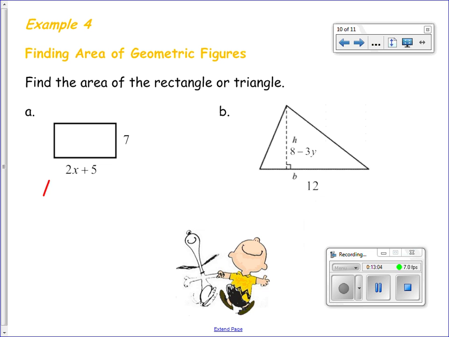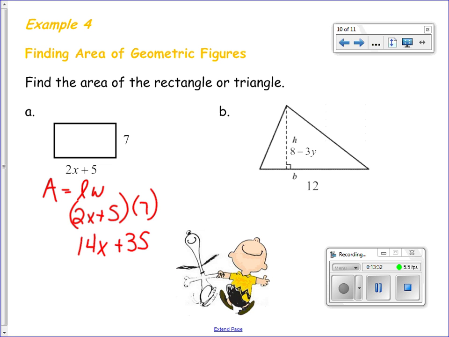So as you have learned, the area of a rectangle or square is going to be the length times the width. So I'm just going to plug in what the length is. We're going to multiply it times the width. Now we're going to simplify this. 2x times 7 is 14x. 5 times 7 is 35. So your final answer for the area to this problem is the area is 14x plus 35 square units.